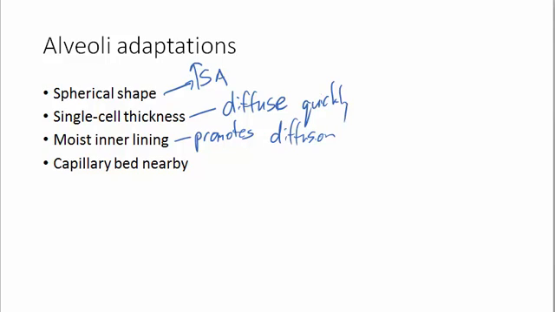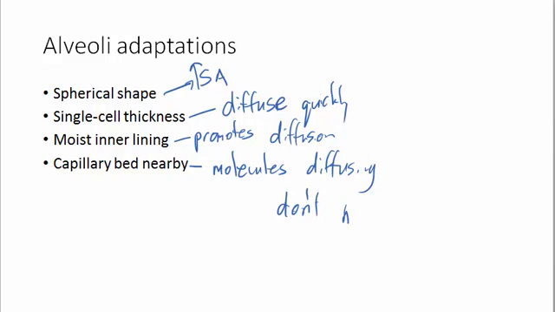And the capillary beds are nearby, so the molecules that are diffusing don't have very far to go. So remember, diffusion is a random movement of molecules from high concentration to low concentration. So if they have far to go, it's going to take a longer time for those molecules to get there through these random movements.